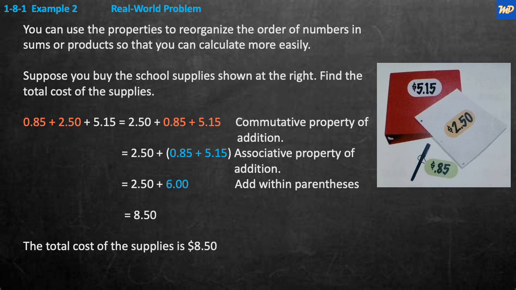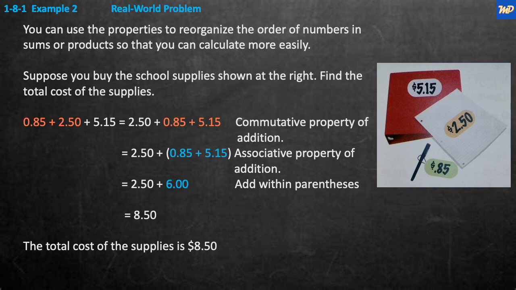You can use the properties to reorganize the order of numbers in sums or products so that you can calculate more easily. So what we're going to do here is write down a list of products, which are these school supplies. You see them there. And then we're going to move them around to make them easier to add or subtract or multiply, whatever is necessary. So suppose you buy the school supplies shown at the right. Find the total cost of the supplies.